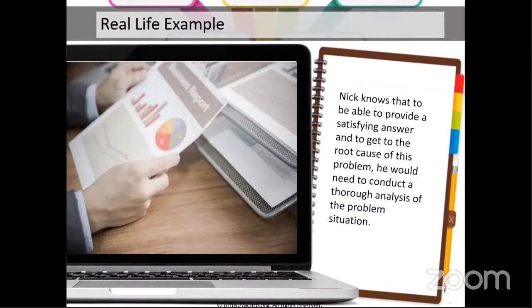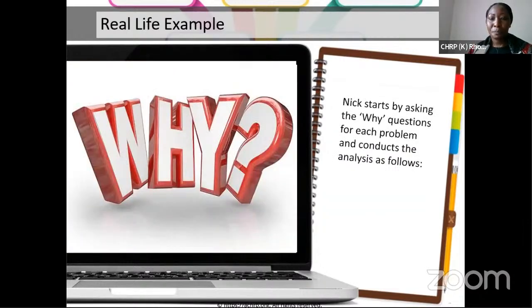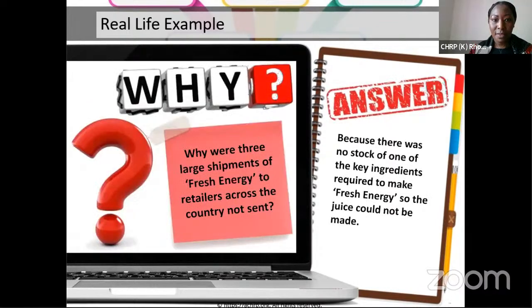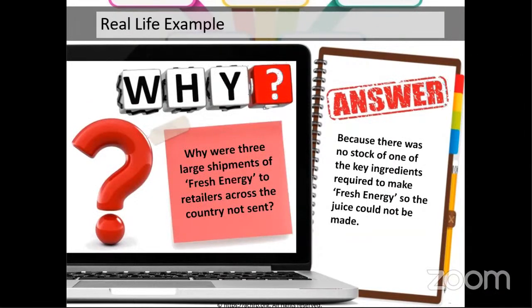Nick knows that to be able to provide a satisfying answer and to get to the root cause of the problem, he would need to conduct a thorough analysis of the problem situation. Nick starts by asking the why questions for each problem and conducts the analysis as follows. Now take us through the root cause. Okay. The first why? Yes. The first why being, why were 3 large shipments of Fresh Energy to retailers across the country not sent? The answer was because there was no stock of one of the key ingredients required to make Fresh Energy, so the juice could not be made.